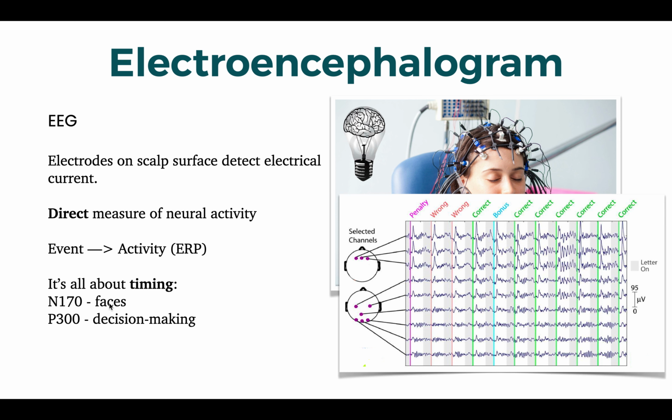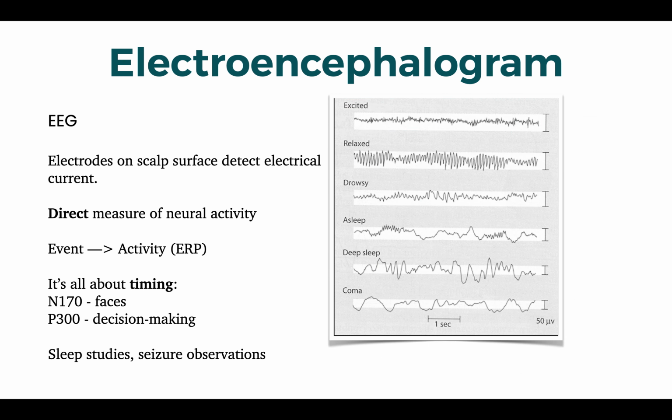At about 170 milliseconds in the ERP, that is your brain processing faces. At about 300 milliseconds, this is where a lot of our decision making happens. So that's where those processes are going on. We can do sleep studies with electroencephalograms. We can do seizure observations with EEG. You can see here, this would be a comparison of what's going on in more conscious states versus less conscious states of awareness. Huge change in the kinds of brain waves, electrical activity, that we see going on.